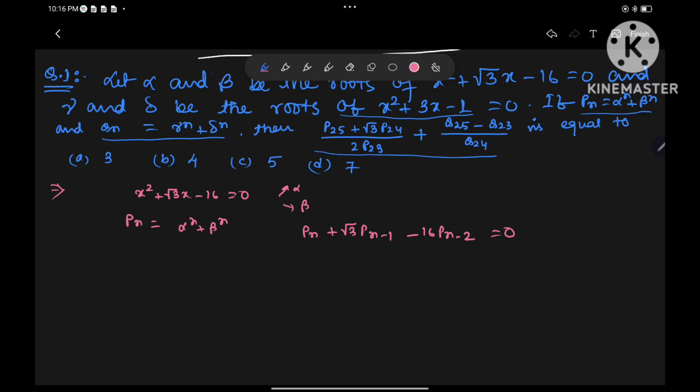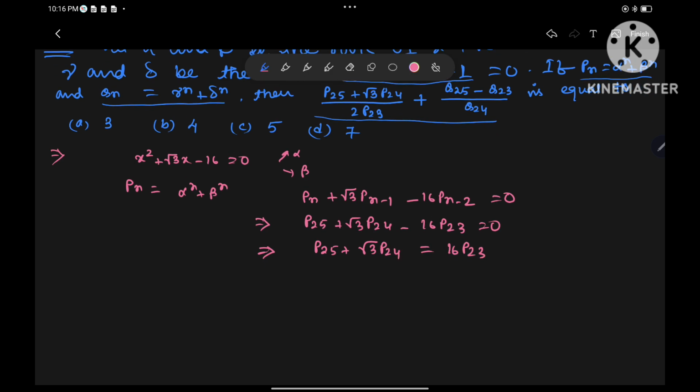As P25 is the highest suffix, here I am putting n equals to 25. So P25 plus root 3 into P of 24 minus 16 into P of 23 equals to 0. So P25 plus root 3 P24 equals to 16 P23.